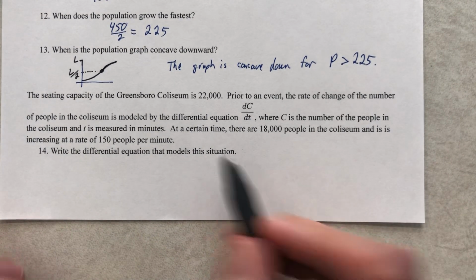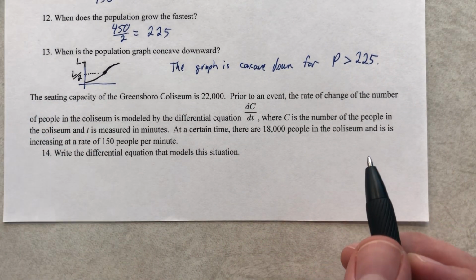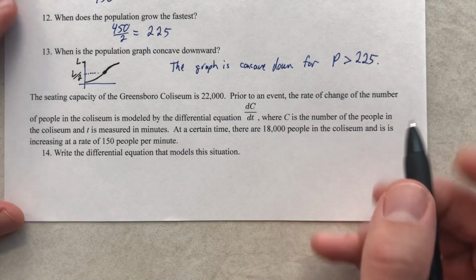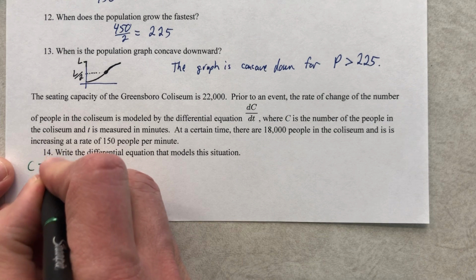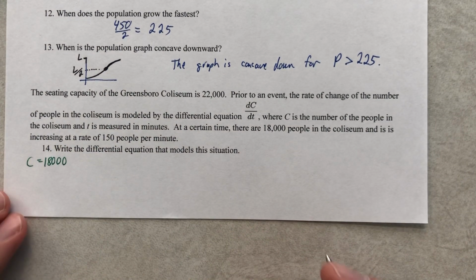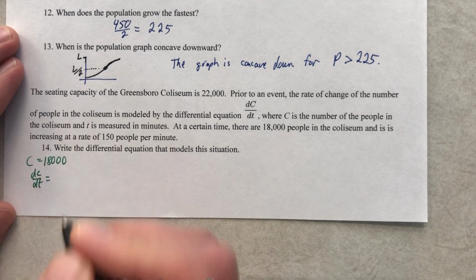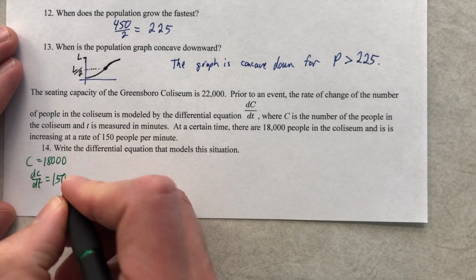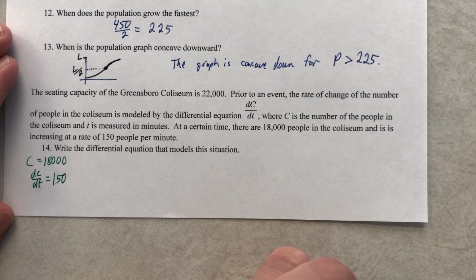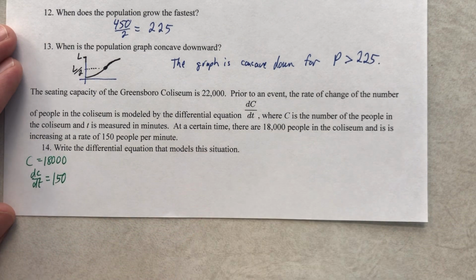So they said at a certain time there are 18,000 people in the Coliseum. C is the number of people in the Coliseum. So if you want to, you can start listing things you know. So C is 18,000 at a specific time. And it is increasing at a rate. Let me reword that. It was very clunky. The rate at which people are entering is 150 people per minute. And that's all we know.